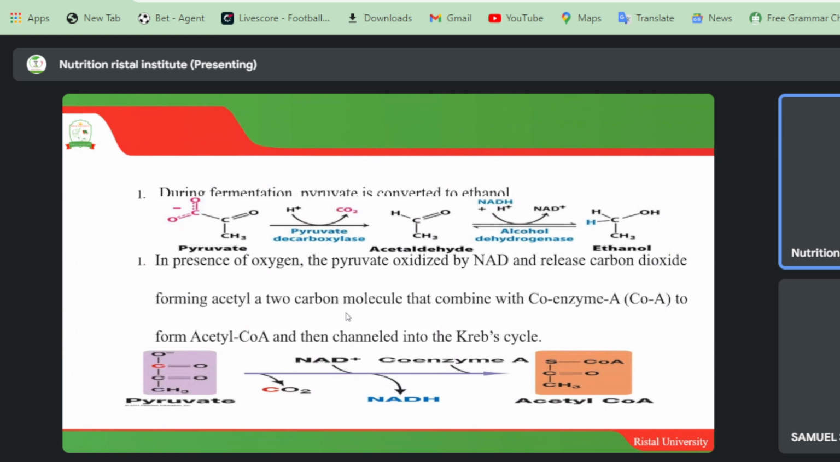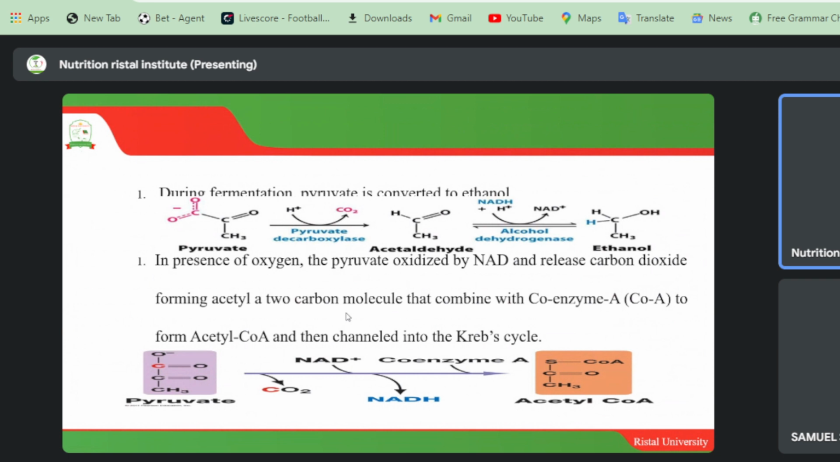Second, during fermentation, pyruvate is converted to ethanol. That is a fermentation reaction that takes place. And lastly, in the presence of oxygen, which is going to be our major focus for today in the TCA, pyruvate is oxidized by NAD and releases carbon dioxide and forms acetyl, which is a 2-carbon molecule that combines with coenzyme A to form acetyl-CoA, and then it is channeled into the Kreb cycle or the TCA cycle.